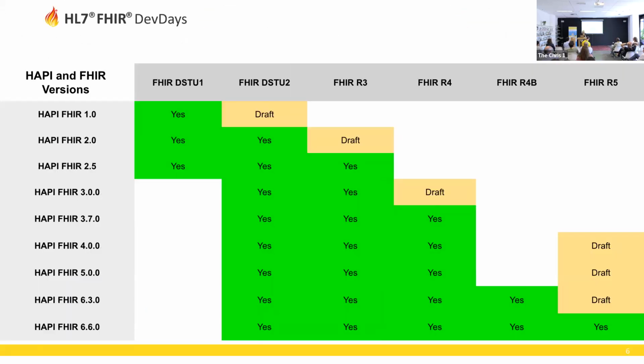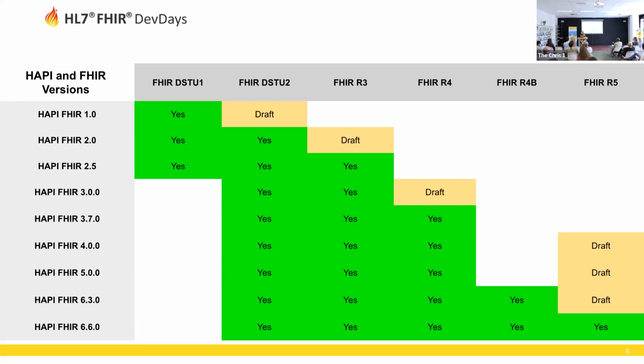So, into the meat of the library. HAPI-FHIR, of course, we're now at, what are we at? 36 releases, I think, from the start, something like that. Our most recent release, HAPI-FHIR 6.6.0, adds for the first time final support for FHIR R5, which is, of course, the current release of the FHIR standard.